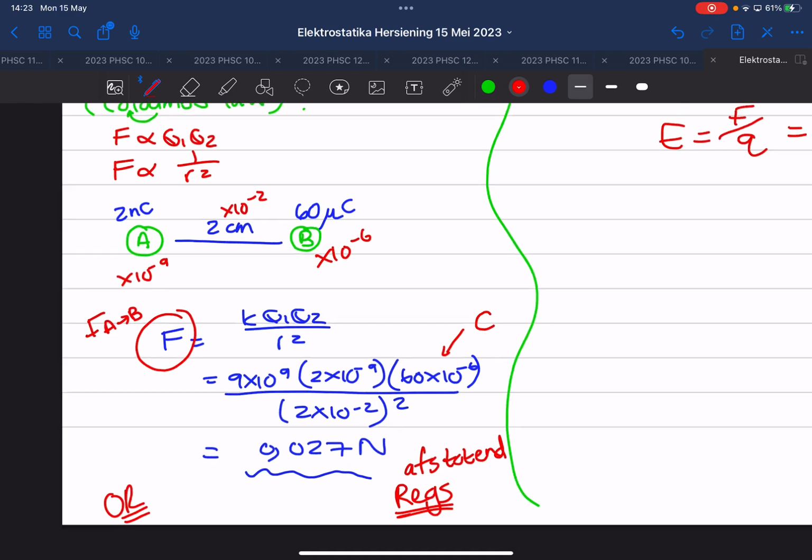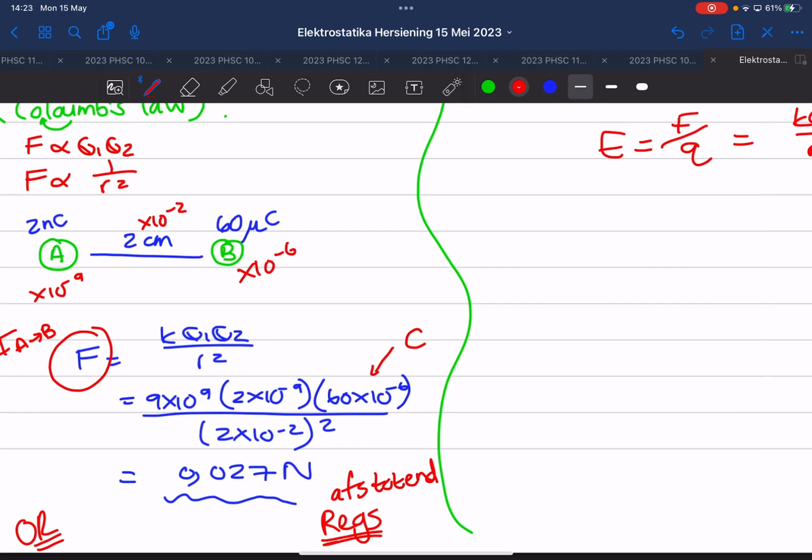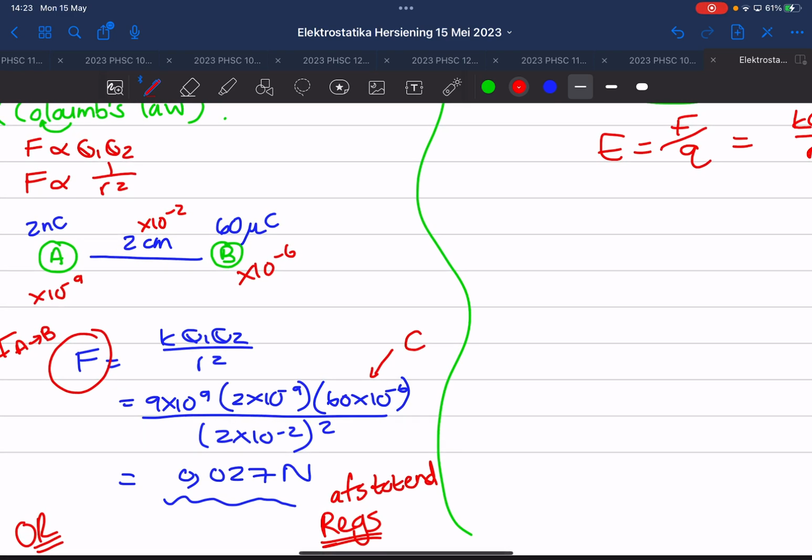Ons gaan nou 'n som doen. Ja. Maal 10 tot die mag minus 2. So 1, 2. Nee, net 2.7. Dis 2.7 maal 10 tot die mag 0. Nee man. Hou gou.